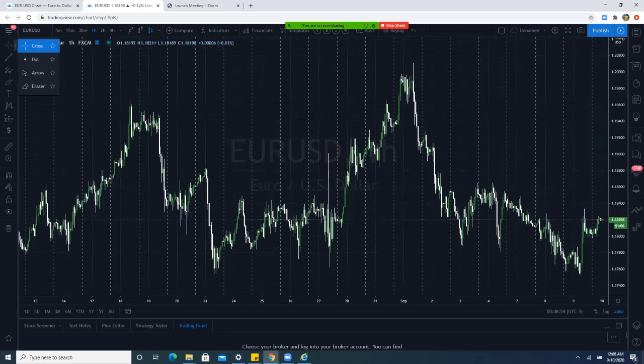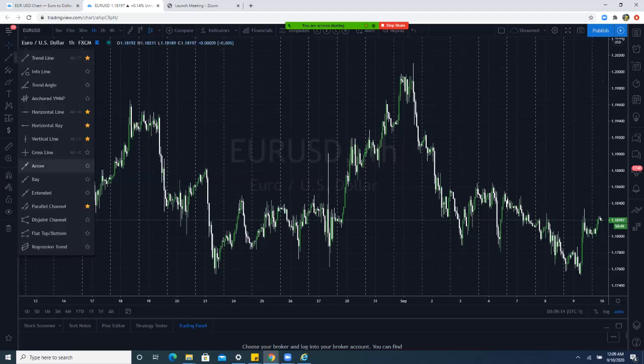Here's going to be your cursor. So I could change it to an arrow here. I could change it to a dot, or I can just stick with the crosshairs, which is my favorite, because you see it can make those lines, and maybe I'm trying to line up a certain zone in the market before drawing it. So I like to stick with the crosshairs.